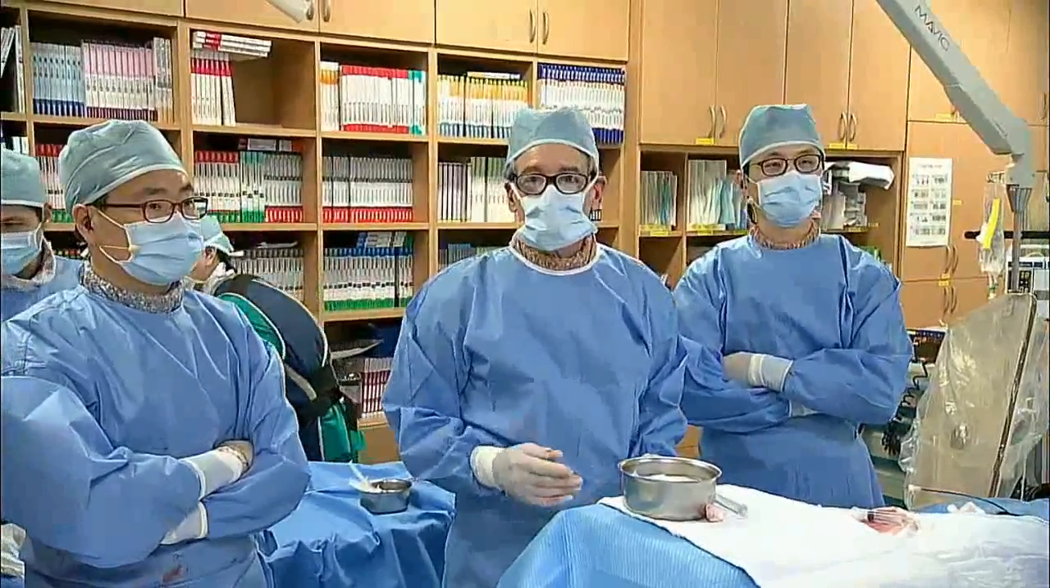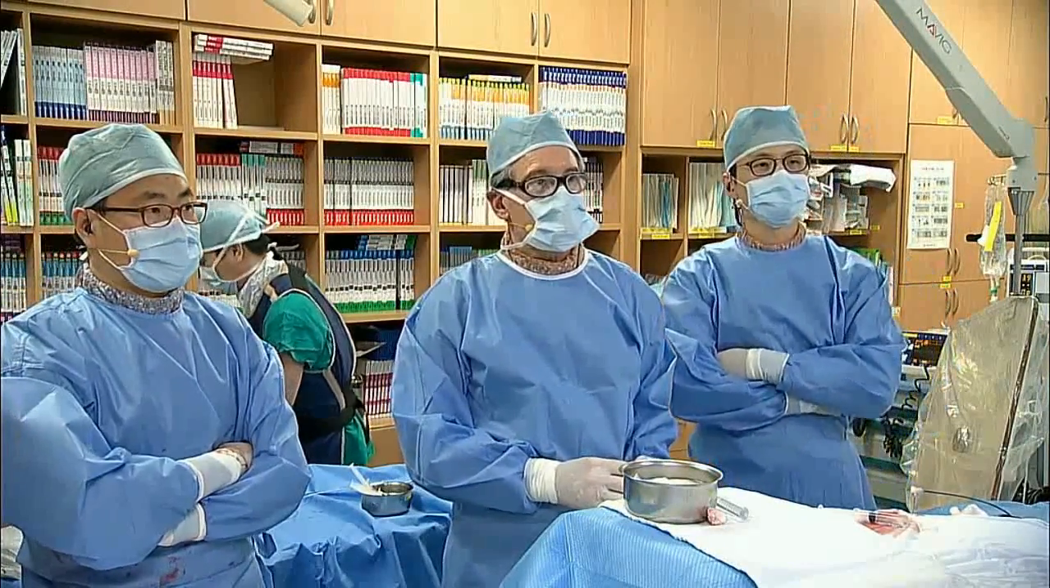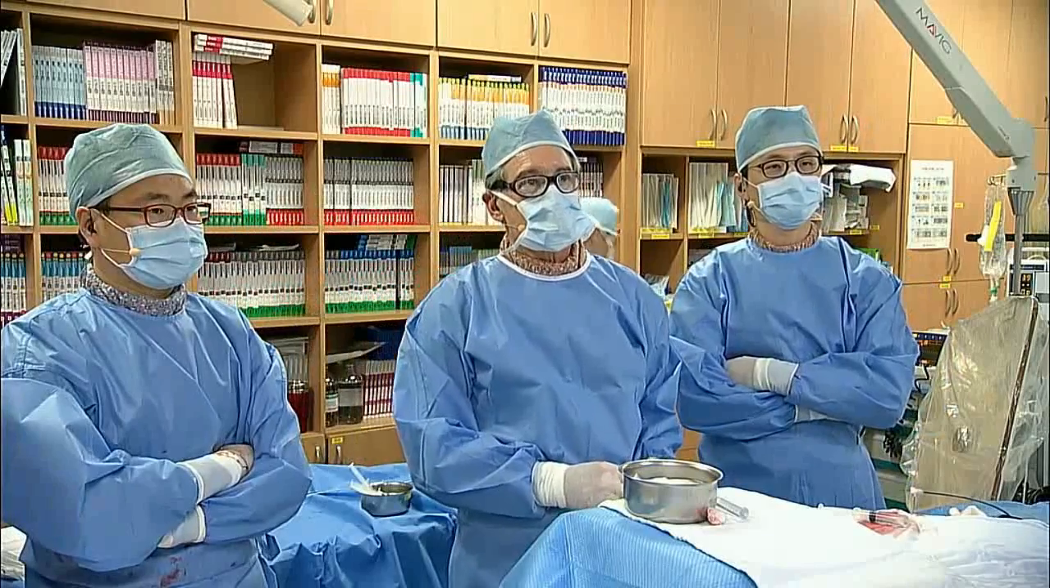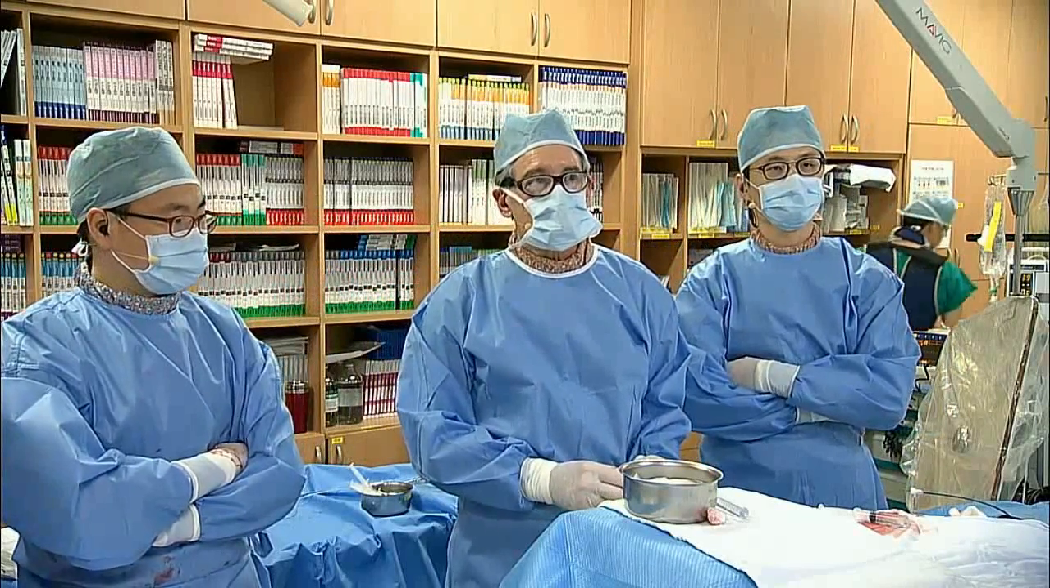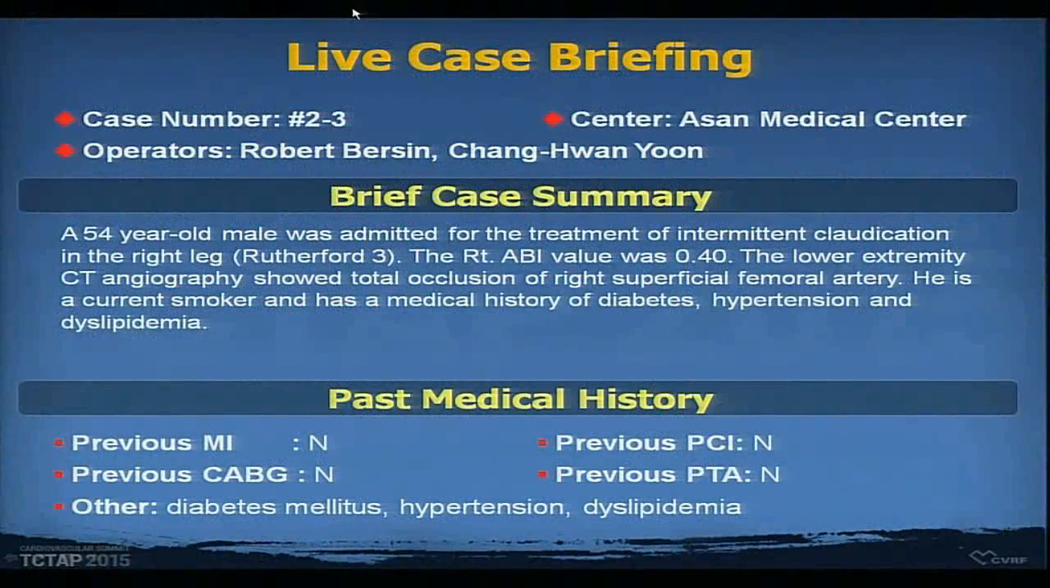So we have an interesting case for you. We've done a number of CTOs across the day here. This is a 54-year-old with intermittent claudication, although it's severe. It's Rutherford 3 to 4. His right ankle brachial index is 0.4. I don't know if we can show the CT angiogram, if that can be pulled up. That suggested a long segment total occlusion of the right SFA.